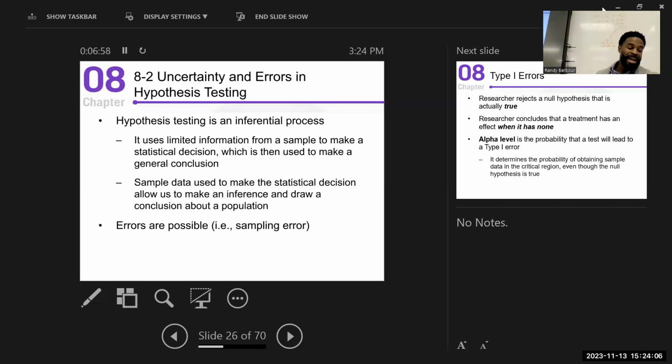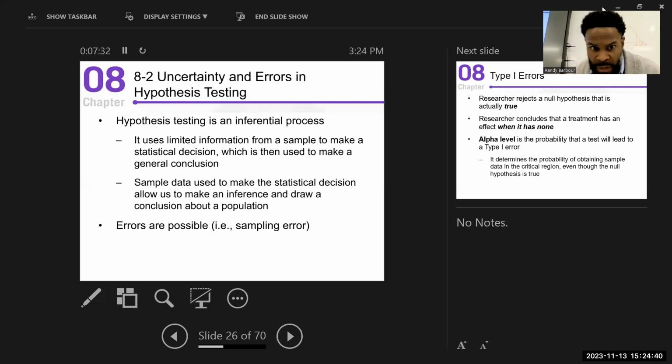All right. So 8-2, uncertainty and errors in hypothesis testing. Like we talked about before, when you are solving a hypothesis test, there is always uncertainty, because a hypothesis is an educated guess or prediction, right? If it's a prediction, that means I don't know it 100%.